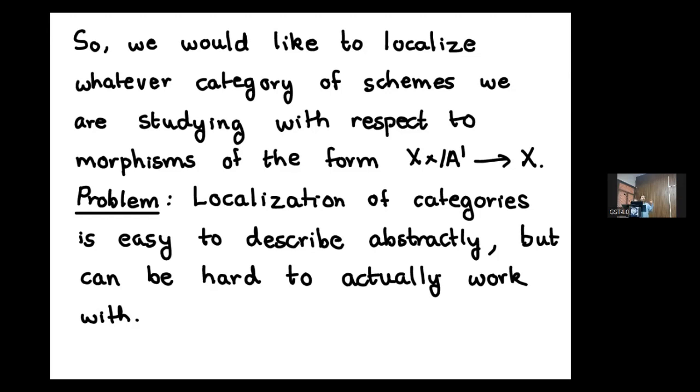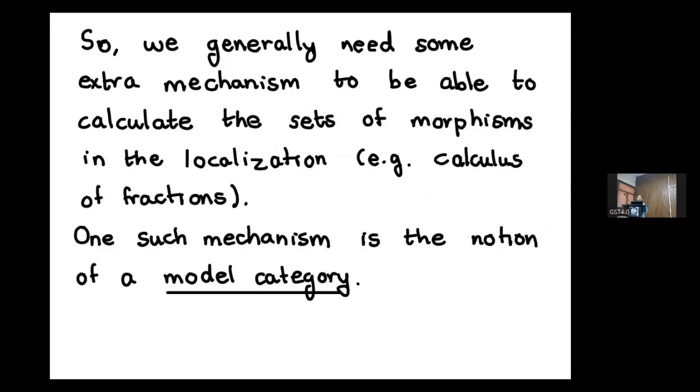So if you take two objects in the original category and a morphism between them, that's going to give you a morphism in the new category also, right? But there may be entirely new morphisms which are not represented by anything that you have in the original category. So that is what creates some problems. And so we need some extra mechanism to be able to calculate the sets of morphisms in the localization.